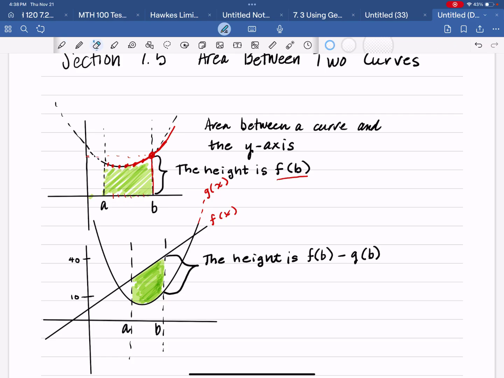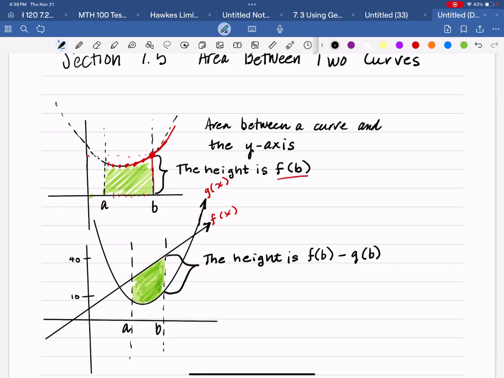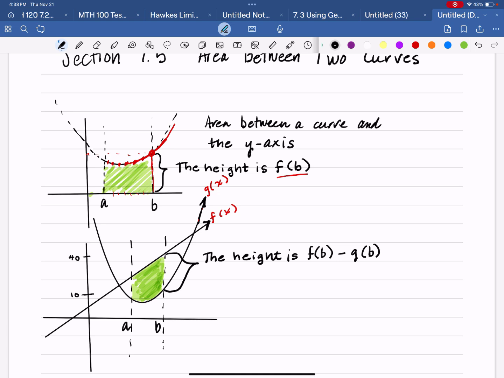However, if you have two curves, and in this case, I've called them g of x and f of x. So g of x is here, and then f of x is this line. And I want to know the area between the two curves, between boundaries a and b, then the height of the distance between those two is going to be f of b minus g of b. So in other words, here's b on the right-hand side. All right, so here I'm looking at what's happening right here at b.